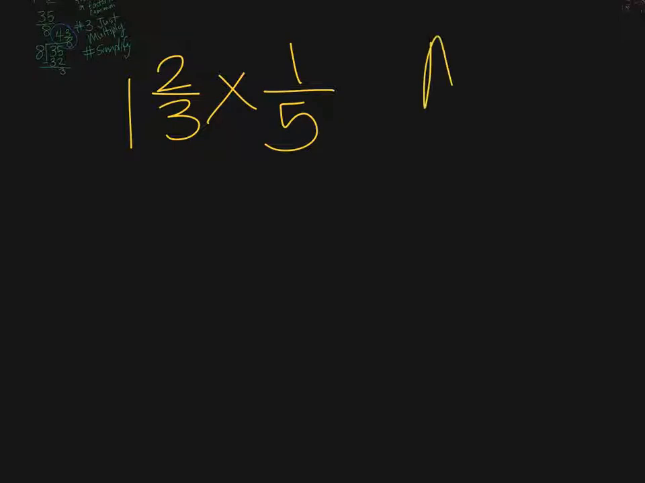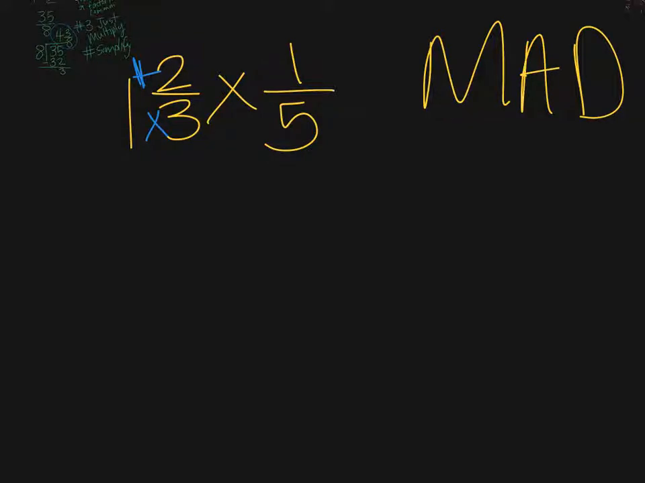Let's look at number 6 together. We have 1 2/3 times 1/5. Okay? All right, what's my first step? What have I got to make it? Mad. Let's make it mad. Let's go ahead and put in our multiplication and addition signs.